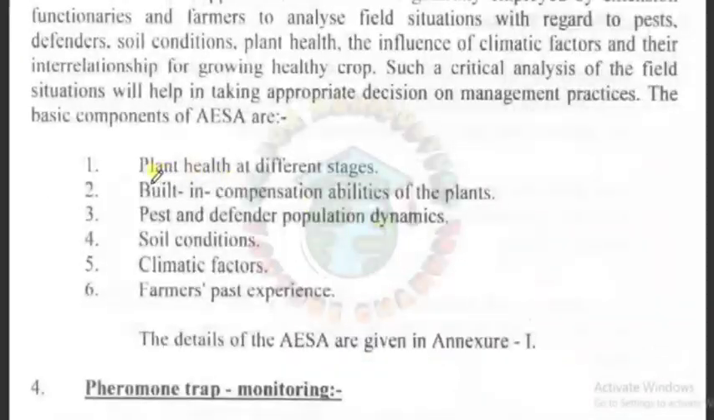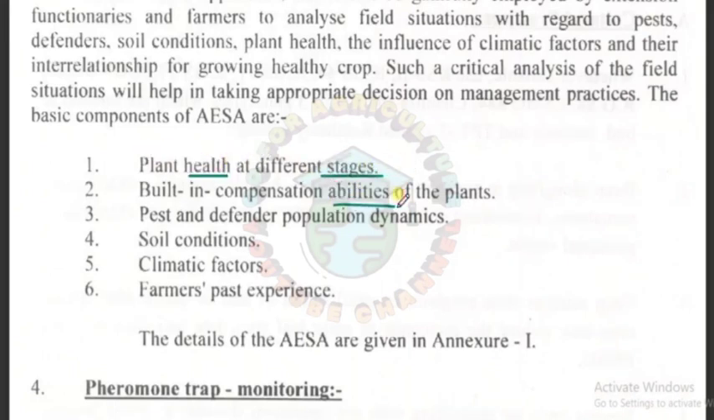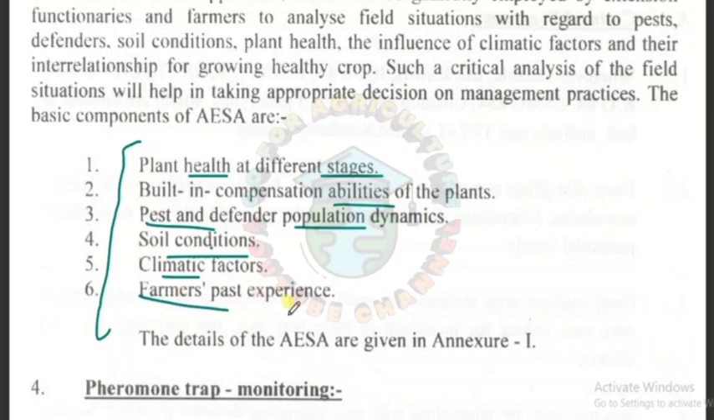So in this, basically, at the different stages of the plant we get to know the health of that plant and its abilities, and we get to know the pest population, and soil conditions, climatic conditions and the farmers' past experience. Here, the farmers' past experience means whether there is some history of the field or not, that's all. So all these things will be done in field scouting, meaning by the farmers themselves.